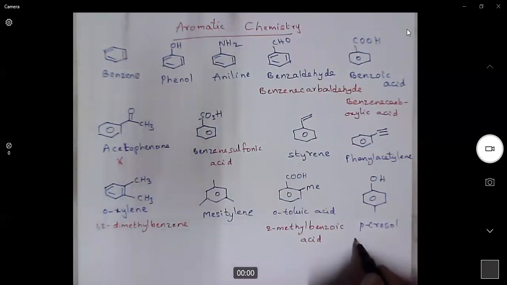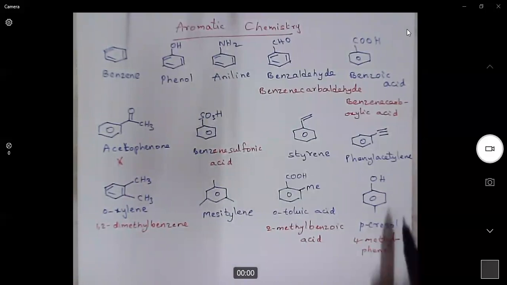So this is 4-methyl phenol. Because there is no space here to write phenol, I have put a hyphen and then I'm writing it down. Otherwise, there should not be any space in the IUPAC nomenclature. So this is 4-methyl phenol. Similarly, if they are 1,2 related, it is orthocresol. If they are 1,3 related, it is metacresol. So the nomenclature will not change. Only the ortho, meta, and para numbering will change.